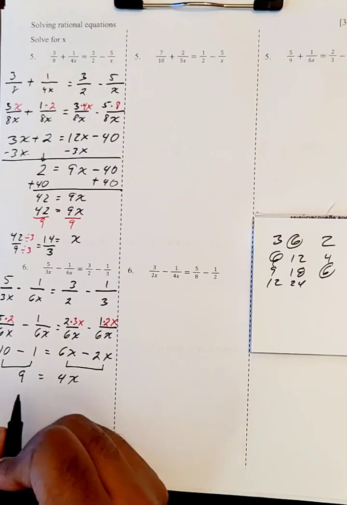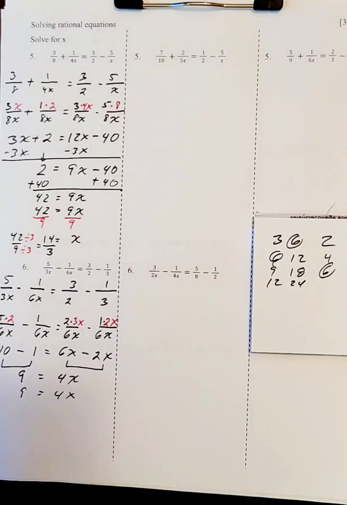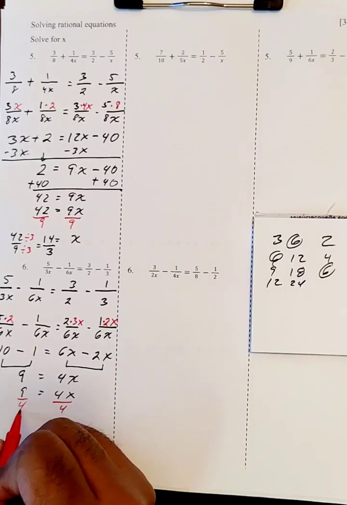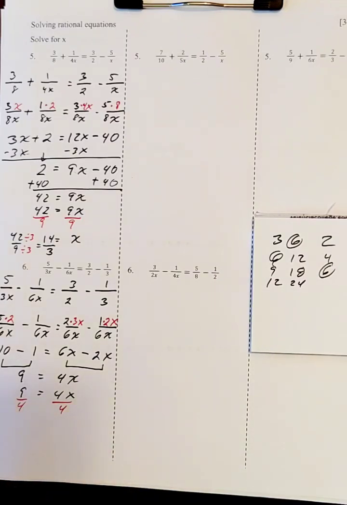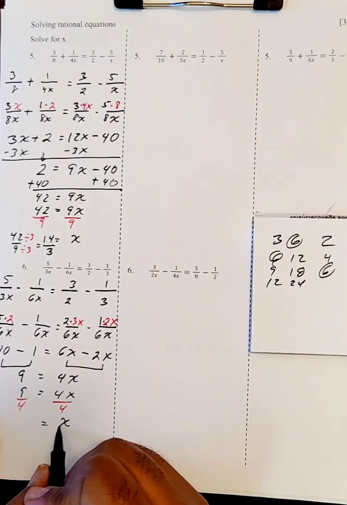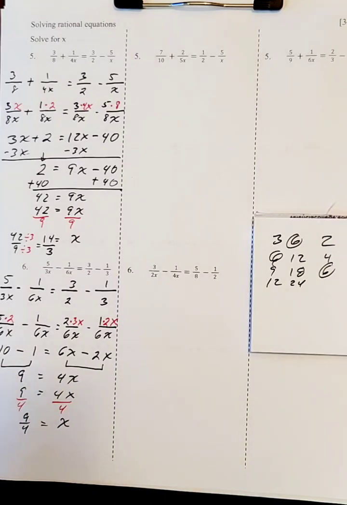Now, we want to solve for x, so we will divide everything by 4. Dividing by 4 here, divided by 4 there. And that will get rid of the 4's here. And we'll get an x. And this will be 9 over 4. And that's our solution.